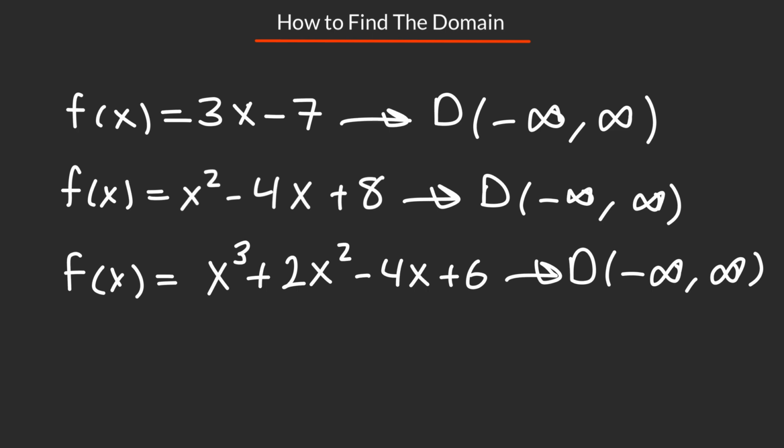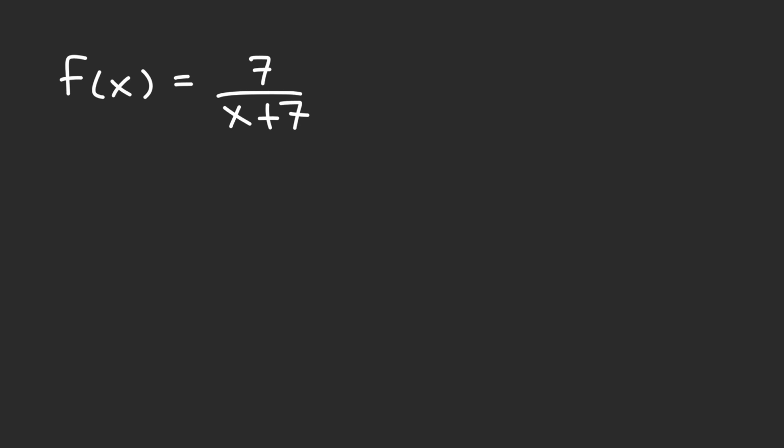So in case you have a simple linear equation or a polynomial function, the domain will always be from minus infinity to infinity, as long as you don't have any fractions or any square roots. Let us take a look at this rational function.